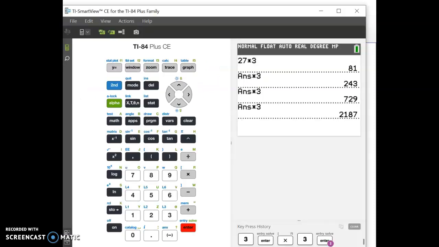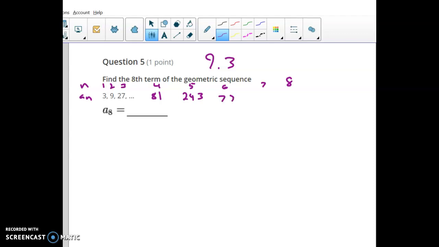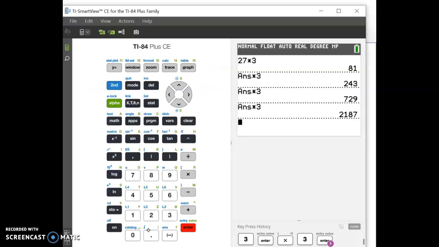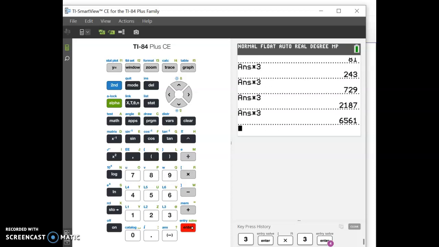And then times 3 again, 729. It's getting big fast. Times 3. All right, and then times 3 again. So 6561.